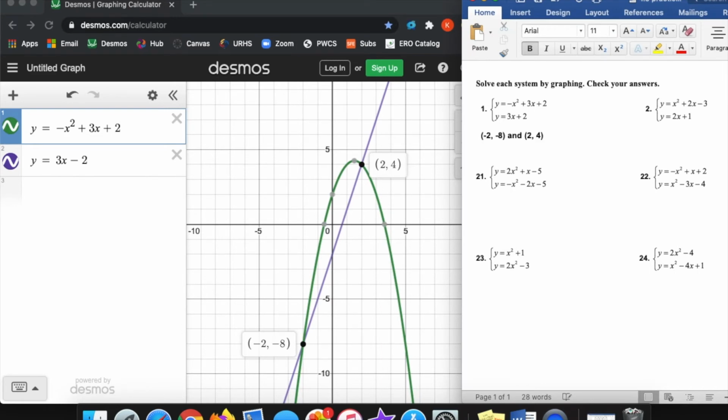You could check your answers like the directions say. I'm not going to show that, but you can check your answers by substituting those numbers in. Specifically, you could substitute in the x values and see if the answer results in that y value.